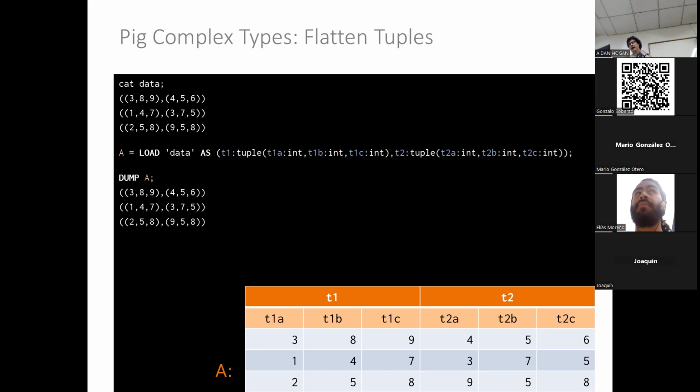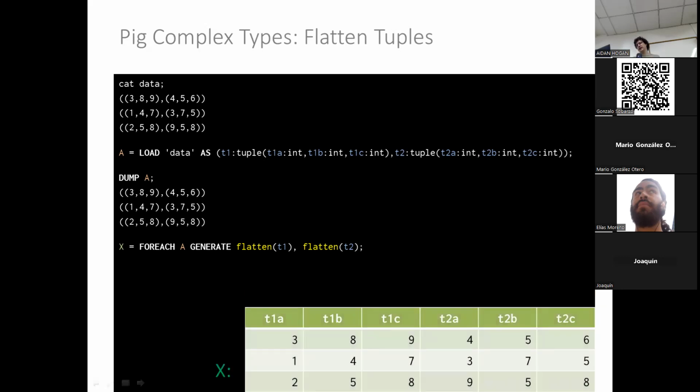We can do this by using flatten. So if we look at the syntax of A at the moment, we see that it's the same as what we loaded. We can then apply these flatten functions, T1 and T2, which essentially says unnest T1 and unnest T2, simplify the structure of the relation. So what we get as a result in X is this structure here, where we now have 6 columns rather than 2. So we somehow unnest and simplify the relation, and we go back to a much simpler relation. If we dump X, we see now that we have 6 columns, each of which has an integer, rather than 2 columns with tuples of 3.